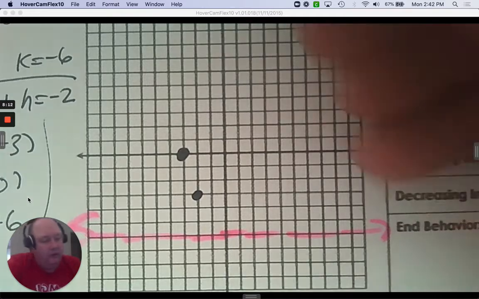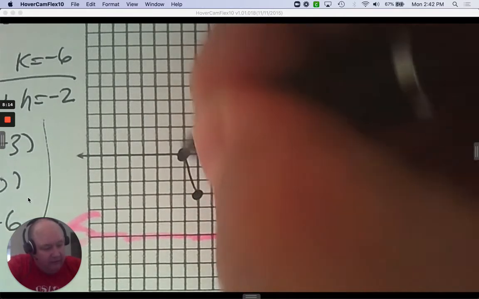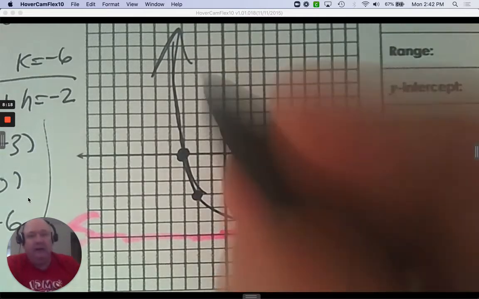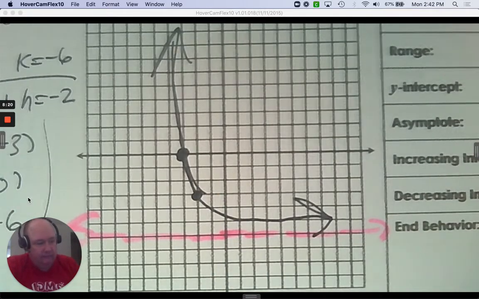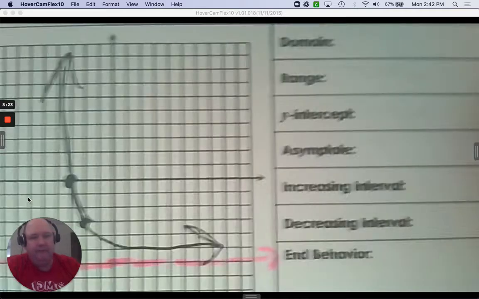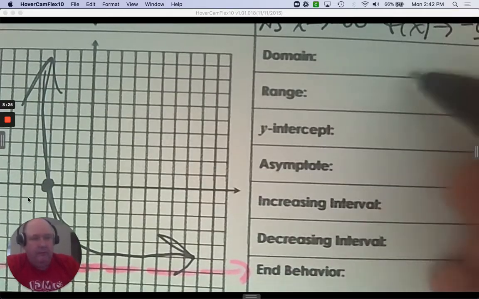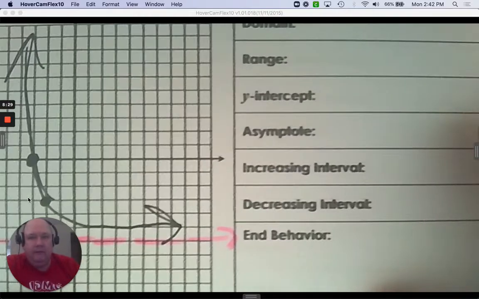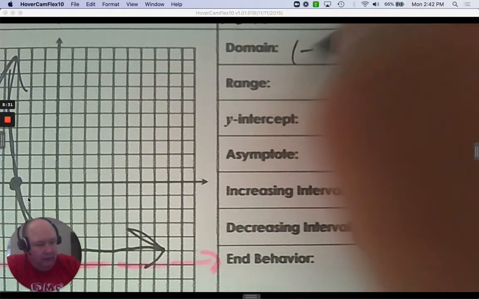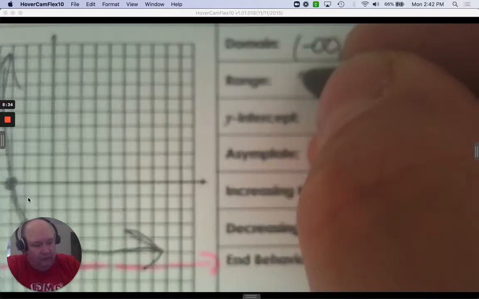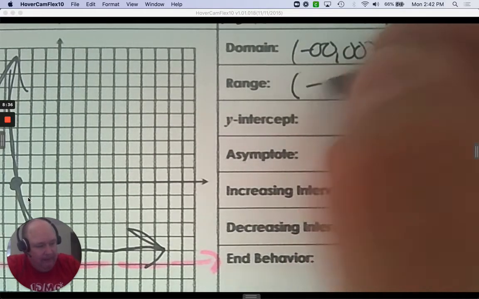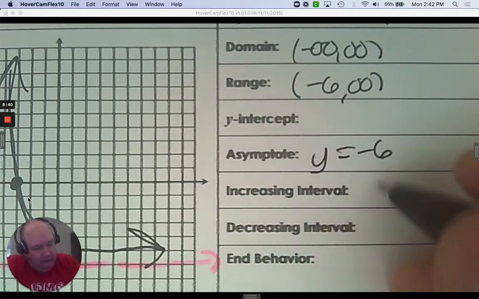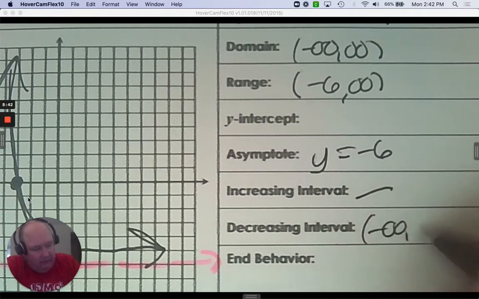And then the curve, now this curve has been reflected, so that's why it looks like this. So now it's a decaying curve. Now the analysis part. So the domain is all real numbers. The range is from the asymptote to infinity. The asymptote is at -6. This is a decreasing function.